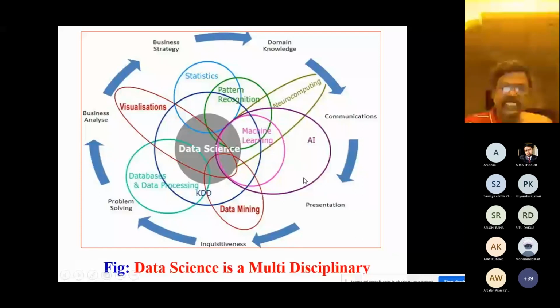That's why data science is a multidisciplinary subject. It is a combination of statistics, visualization, pattern recognition, neurocomputing, machine learning, deep learning, artificial intelligence, data mining, databases and data processing, knowledge discovery database. So these all are the various subjects, various domains. That's why it is called a multidisciplinary subject.